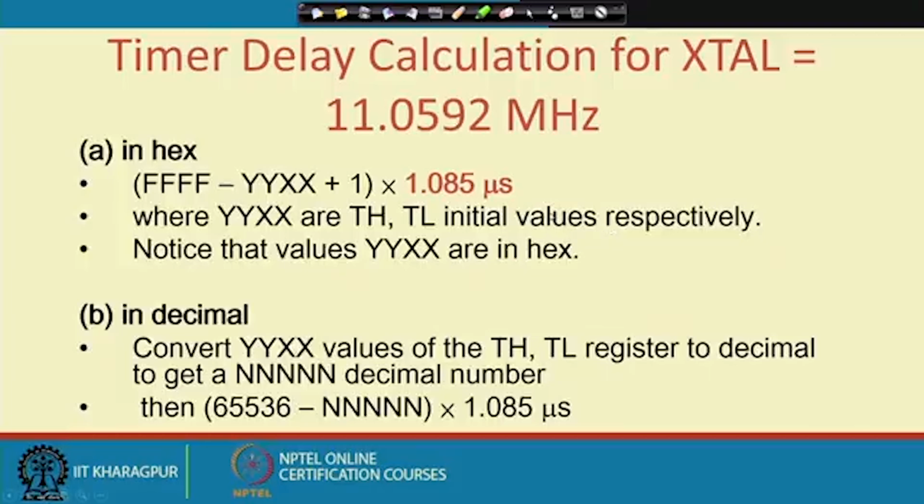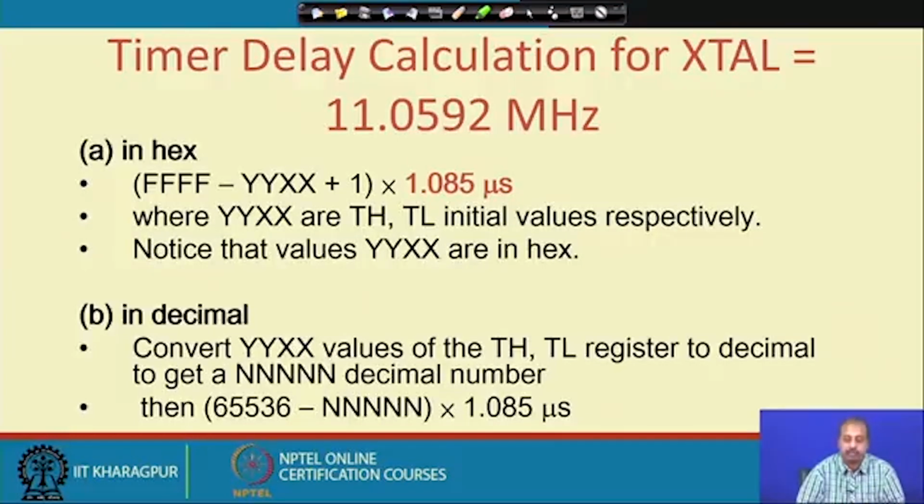How do we calculate the delay? It depends on the crystal frequency, of course. For example, suppose the value that I have initialized in the TH and TL register pair is YYXX hex. How many cycles will it take to reach FFFF? It is FFFF minus YYXX plus 1. After so many cycles the overflow will occur, and if 11.0592 MHz is the crystal frequency, that turns out to be 1.085 microseconds.